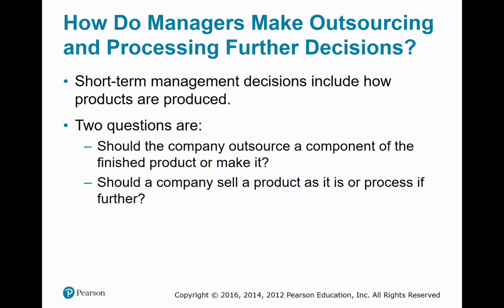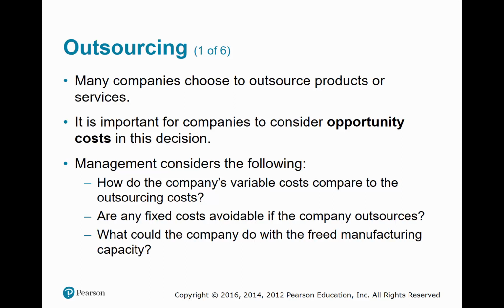All right, and then outsourcing versus process further decisions. Should the company outsource a component of the finished product or make it themselves? And should a company sell a product as it is or process it further? Again, depends on your capacity and what the costs are. How much do the variable costs compare to the outsourcing cost? Are there any fixed costs that are avoidable if we outsource? And what could we do with the freed up manufacturing capacity if we outsource this? Could we do something over here that would make us more money?